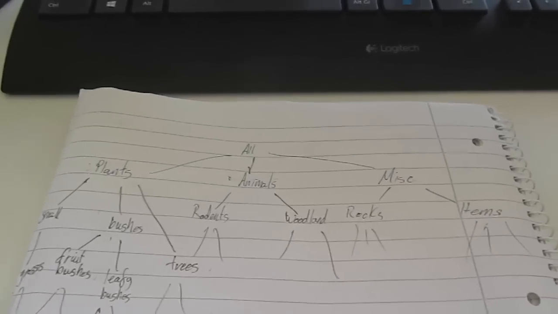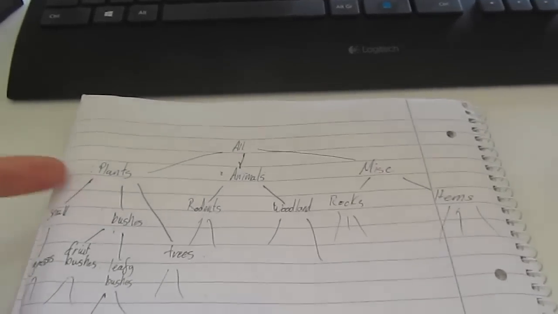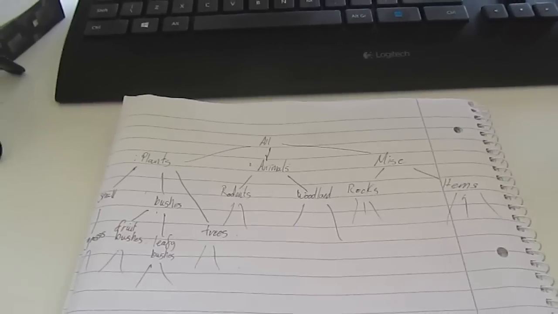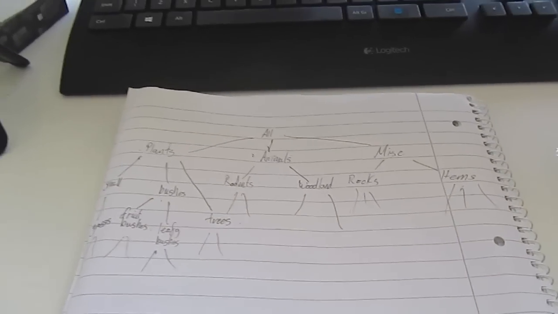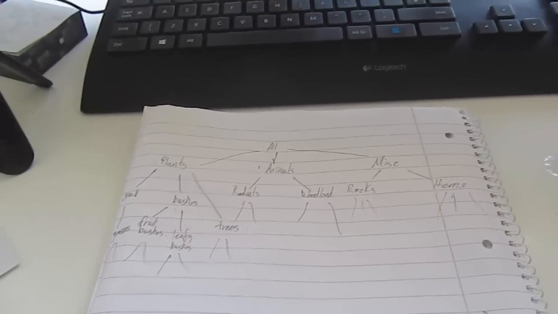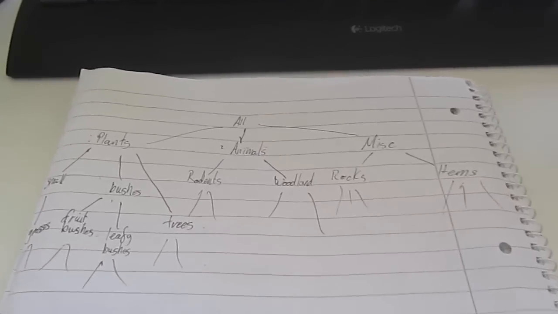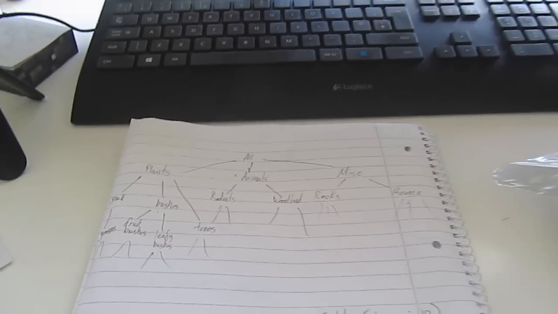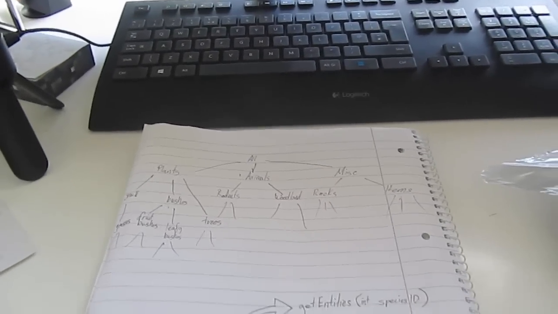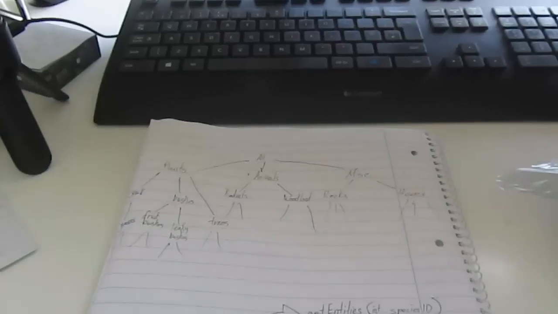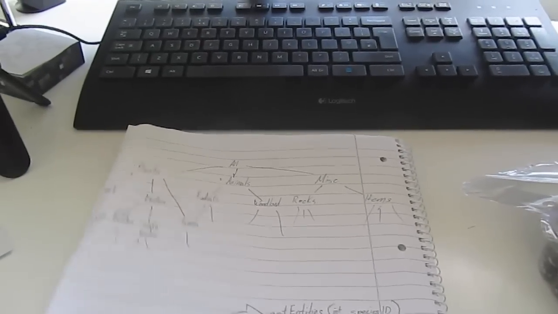So, for example, I need to be able to say, give me all the plants in that area, and it would return everything that's a plant, all the trees, all the bushes, all the grass, all the shrubs, all the stuff like that. Or I might want to say, give me all the bushes, and it will only return the entities that are bushes. So at the moment I can't do that, and so I've been working on planning out how I'm going to do this.